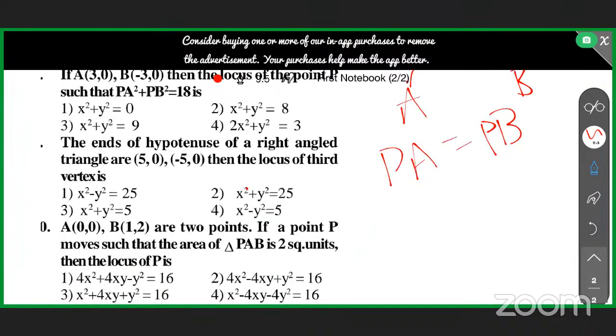Then question number 9. The ends of the hypotenuse of a right angle triangle are (5, 0) and (-5, 0). Then the locus of the third vertex is the same thing we did yesterday. I think we took the points as (a, 0) and (-a, 0).